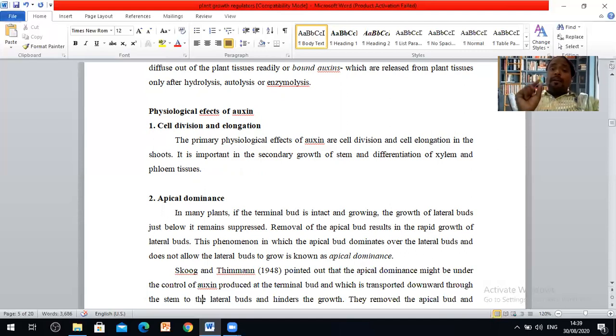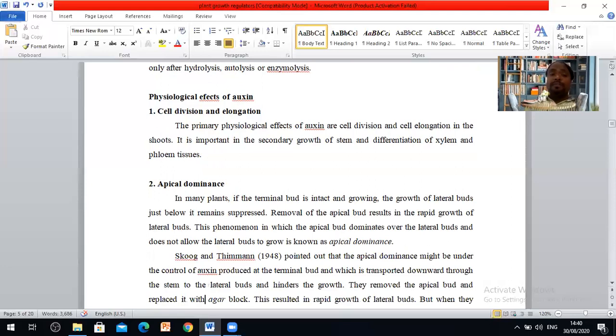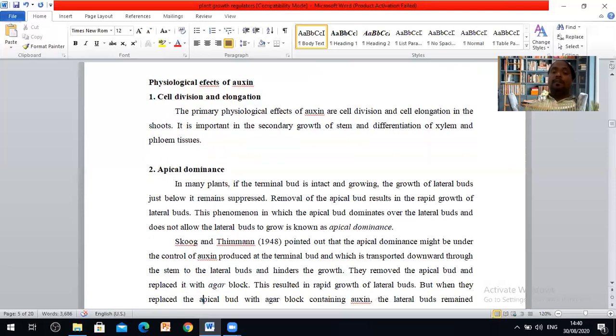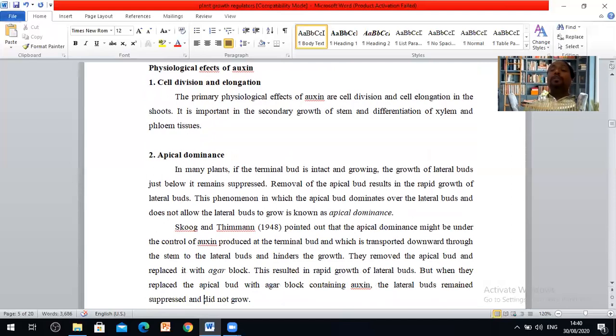The removal of the apical bud results in the rapid growth of the lateral buds, isn't it? When we remove the apical bud, it results in rapid growth of the lateral buds. This phenomenon, in which the apical bud dominates over the lateral bud and does not allow the lateral buds to grow, is known as the apical dominance phenomenon. And this phenomenon in plants is because of the presence of the growth regulator called indole acetic acid.